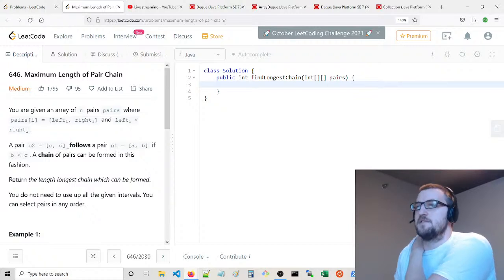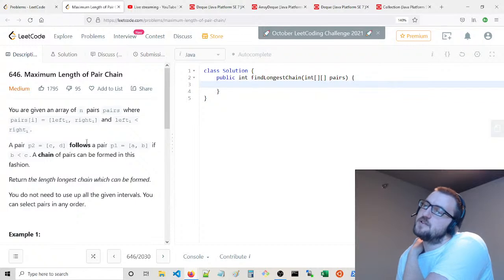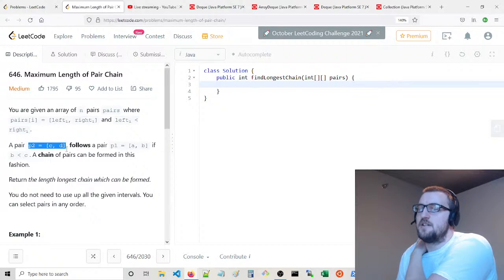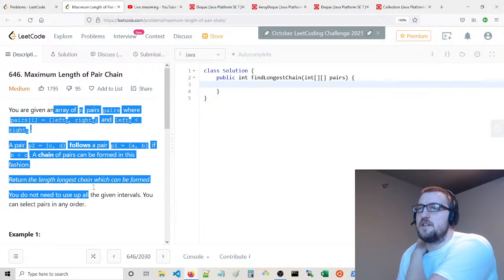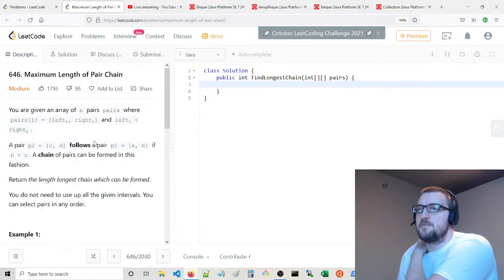Okay, interesting. So they're sort of like sorted from there. These are actually like intervals, I guess. Inclusive, maybe? They might be inclusive. They're intervals, and we're saying that another interval follows the previous interval if C is less than D and A is less than B, but also B is less than C. A chain of pairs can be formed in this fashion. Return the length of the longest chain which can be formed. You do not need to use all the given intervals. You can select pairs in any order. Oh, that's interesting.